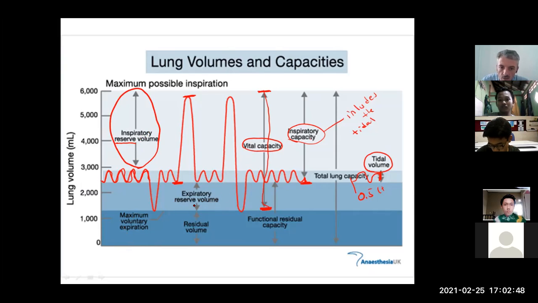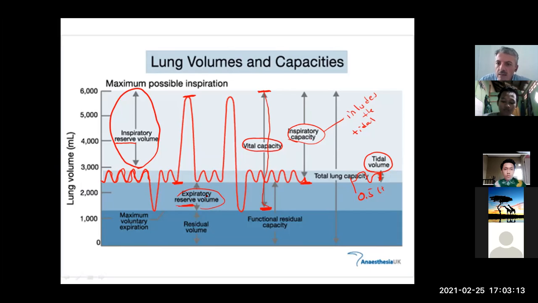And there is another reserve, the last one, expiratory reserve. Normally we can force it out, but we don't. You just do this when you are coughing or forcing air out. Okay, sorry about that. Okay, I think clear. You should just memorize these.